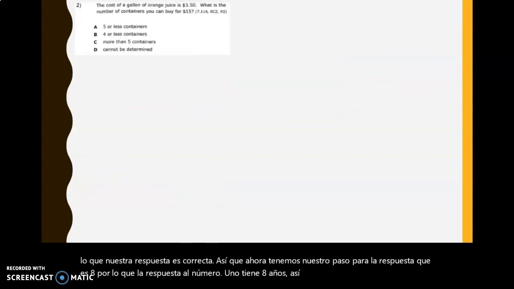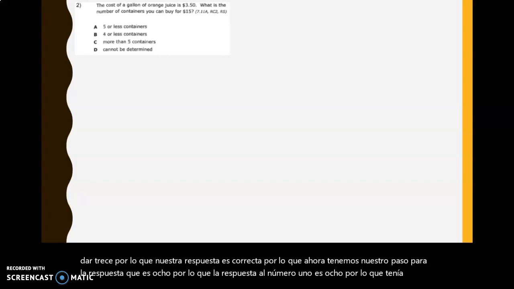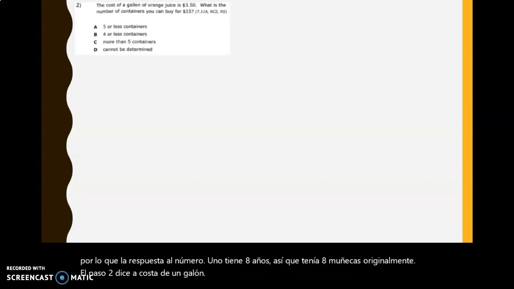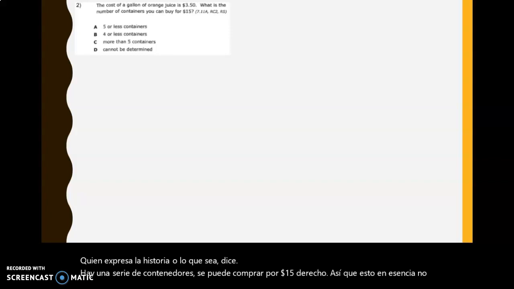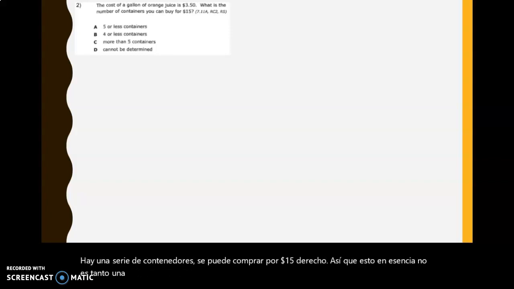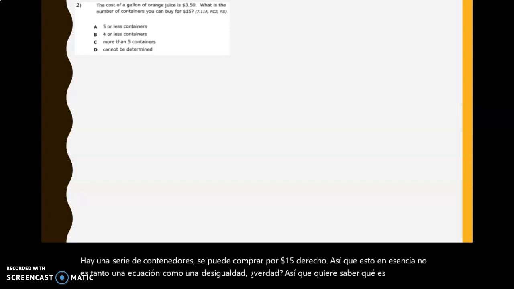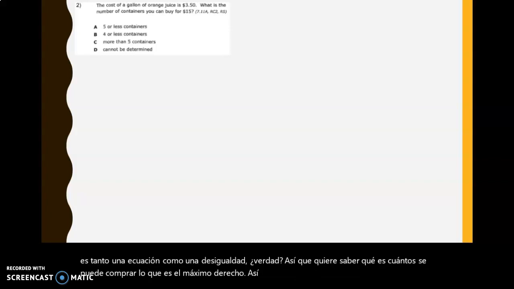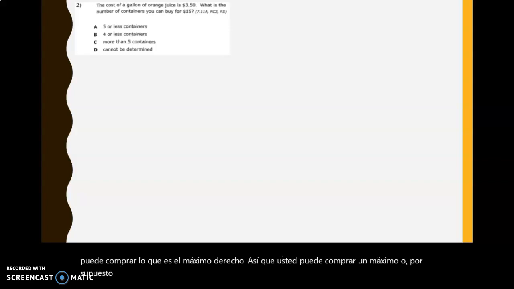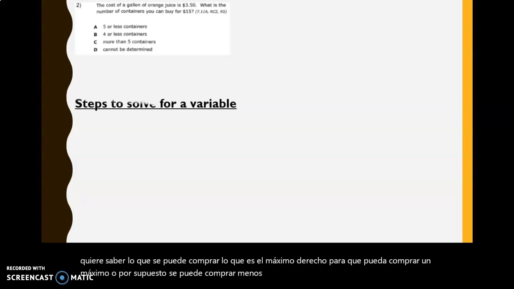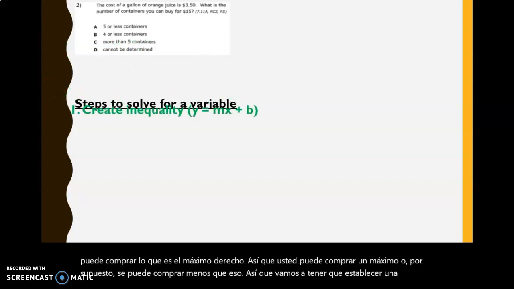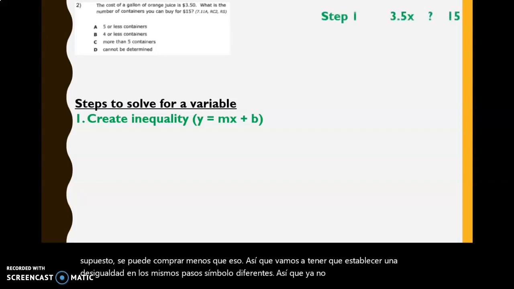Okay. Number 2 says that the cost of a gallon of orange juice is $3.50. What is the number of containers you can buy for $15? Right? So this in essence isn't as much an equation as it is an inequality, right? So it wants to know how many can you buy? What's the maximum, right? So you can buy a maximum, or of course you can buy less than that. So we're going to have to set up an inequality. Same steps, different symbol. So we're no longer using the equal sign, we're now going to use an inequality sign.